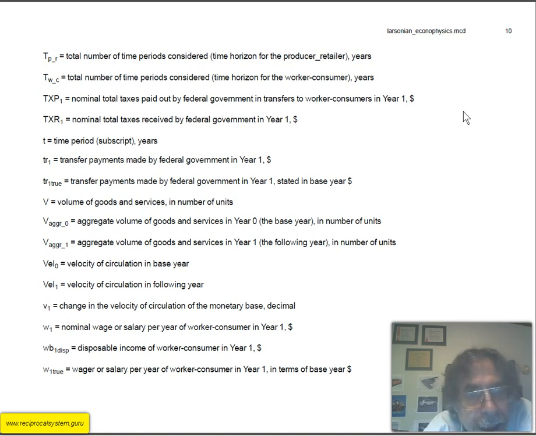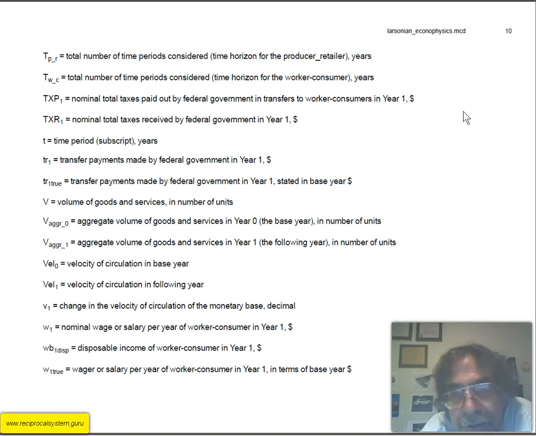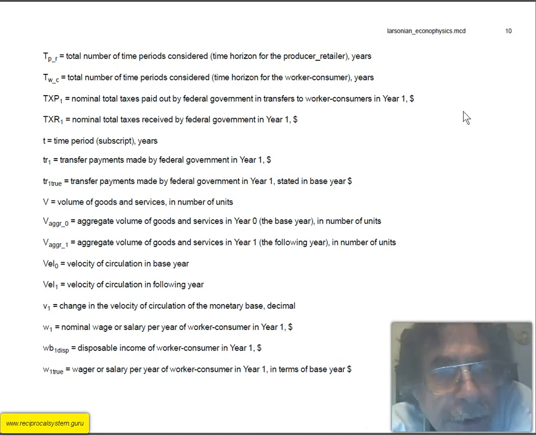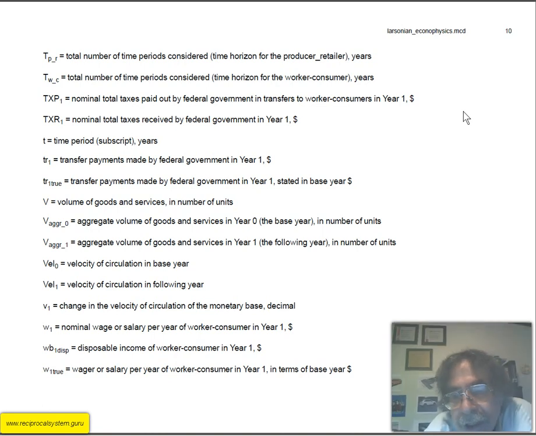in dollars. I'm sorry, it's capital TXR sub 1, nominal total taxes received by the federal government in year 1, in dollars. Lowercase t equals the time period subscript in years. TR sub 1 equals transfer payments made by the federal government in year 1, in dollars. TR sub 1 true equals transfer payments made by the federal government in year 1, stated in the base year currency.